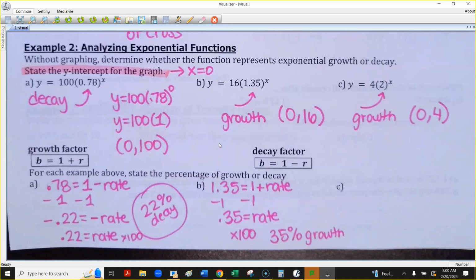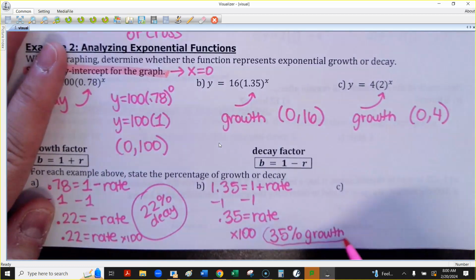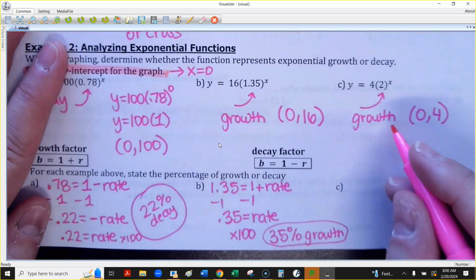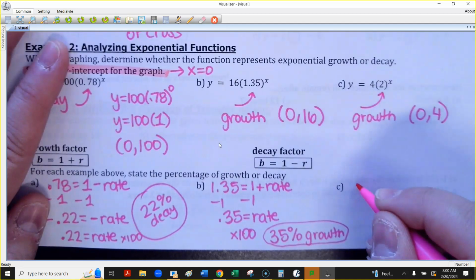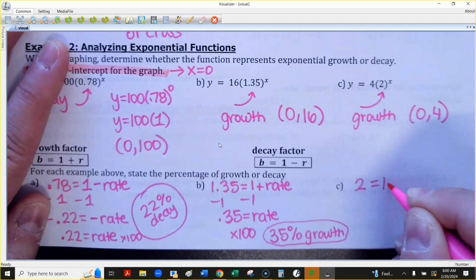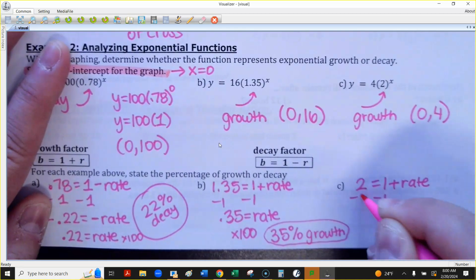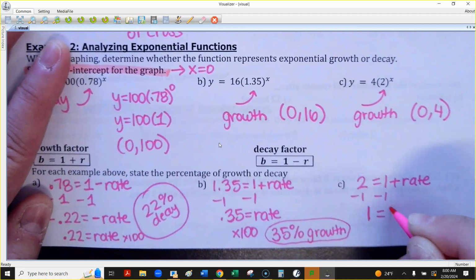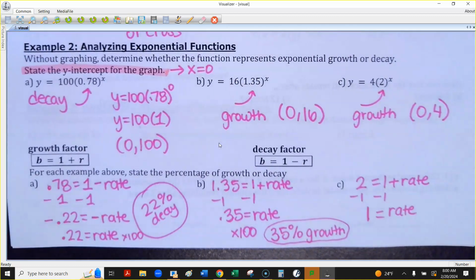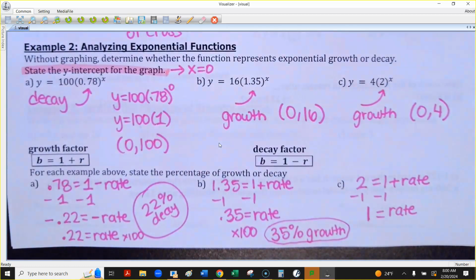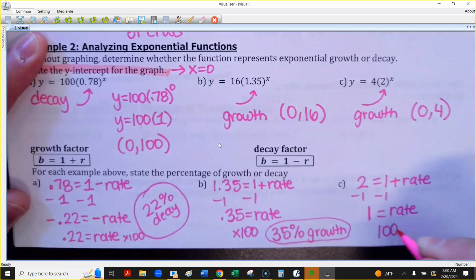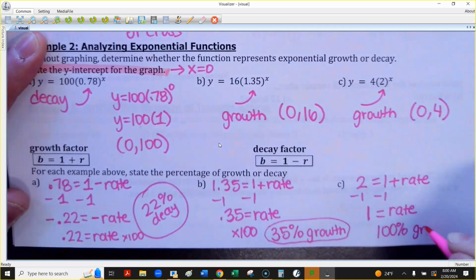Now, the last one is kind of tricky. The last one we said was growth, right? So my b value, which was 2, is 1 plus my rate. So if I subtract 1 from both sides to get my rate, if my rate is 1, what percentage increase would that be? 100, yeah, for sure. This is 100% growth.